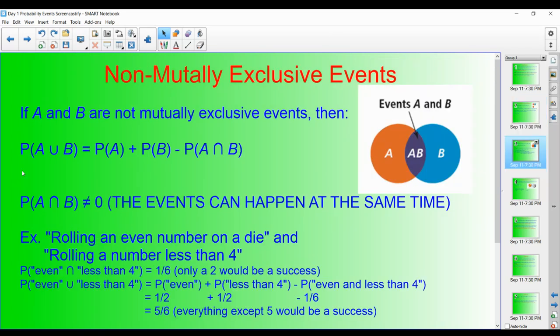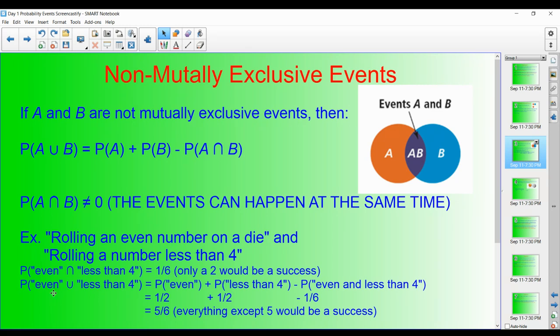Now, non-mutually exclusive events means there is overlap. So to find the probability of at least one thing happening, we can add up all of A to the probability of all of B, but then we have to subtract the overlap because we don't want to double count it. So the intersection is not going to be 0. There is going to be some overlap. Let's say I roll, and what's the probability of rolling an even number that is also less than 4? Even and less than 4 is 1/6 because 2 is even and less than 4.